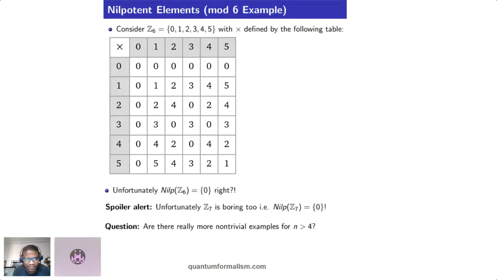Oh, with multiplication. Yeah, this is multiplication, by the way. Okay. So it's trivial, right? Yes. So yeah, thank you. The eagle eyes. I wasn't sure. Now, another spoiler alert: Z7 is boring too, the next one. So I'll say that you can verify this at home.